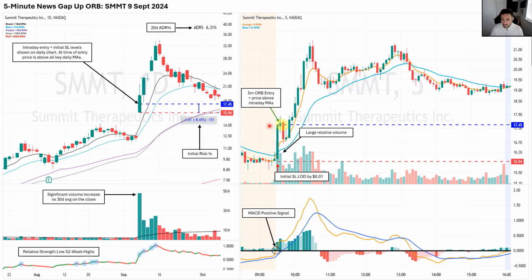So the 5-minute RB, I'm taking it here through the high at 17.45. You're going to get a little bit of slippage on them. So my entry is not at 17.45, I get a little bit of slippage. Initial stop loss down here. Note how the MACD is positive, the large relative volume coming through, price above all the intraday moving averages. However, it's just over 8.5% initial risk. For me, relative to, let's say, a 20-day ADR percentage at the time of 6.31%, I'm absolutely pushing this. I've really got to feel the setup here.